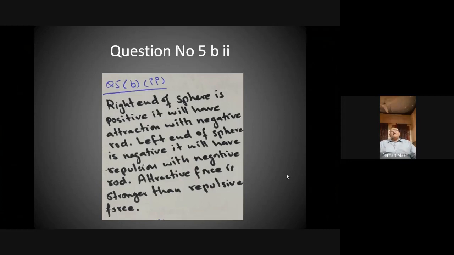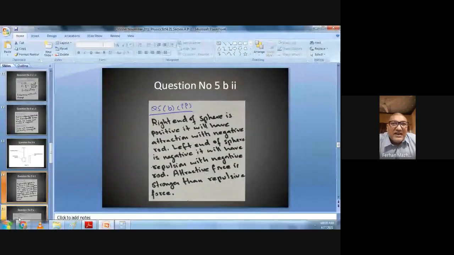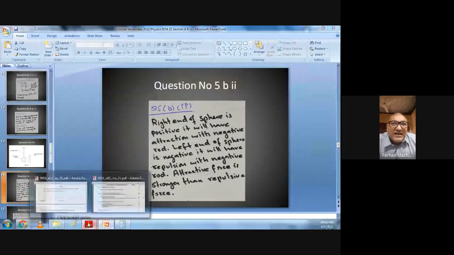The reason is that the negative side of the metallic sphere and the negative rod, the distance between them is relatively larger. So the force of repulsion between them will be weaker. So let me check what the marking scheme says.